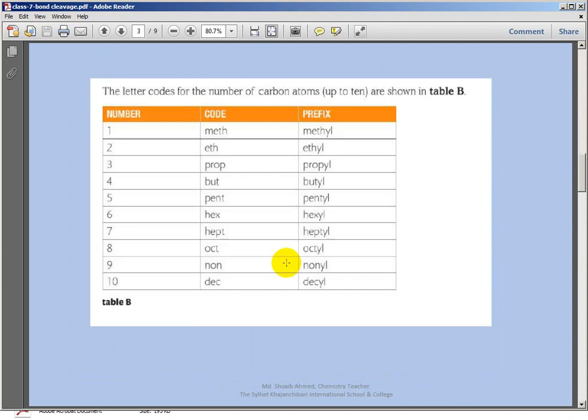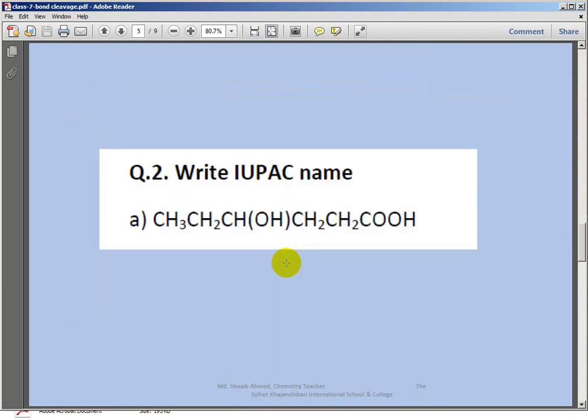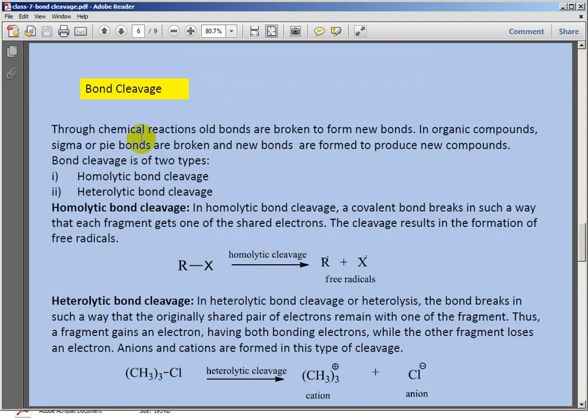At first, bond cleavage. Bond cleavage means bond breaking. Through chemical reaction, old bonds are broken to form new bonds. In organic compounds, sigma or pi bonds are broken and new bonds are formed to produce new compounds. Bond cleavage is of two types: homolytic bond cleavage and heterolytic bond cleavage.